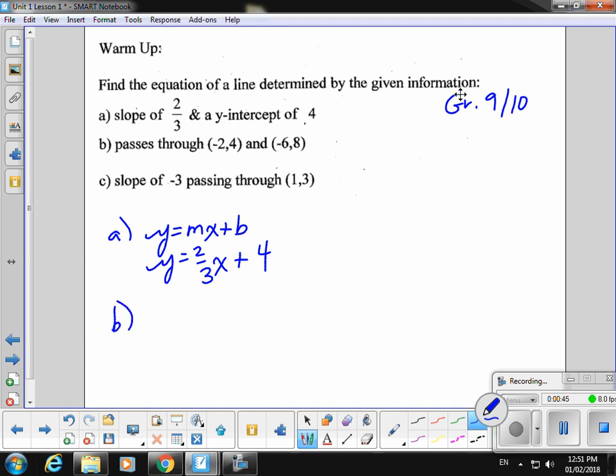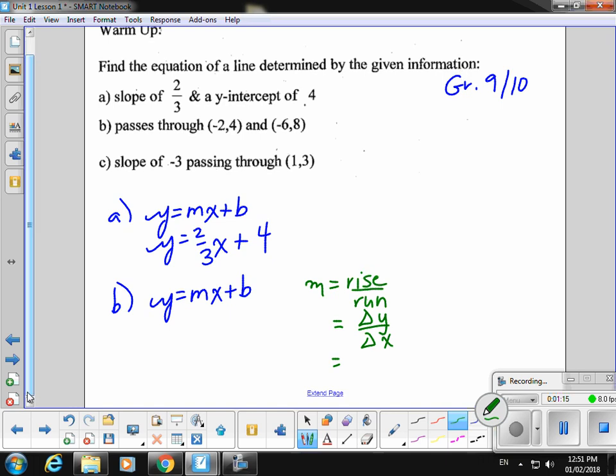B. If we want the equation of a line that passes through 2 points, we need to determine the bits and pieces from y equals mx plus b. We need the slope and the y-intercept. So from grade 9, we did the slope over and over again: it is rise over run, that rate of change. For this one, we are looking at 2 points, so we are going to look at delta y over delta x, or y2 minus y1 over x2 subtract x1.